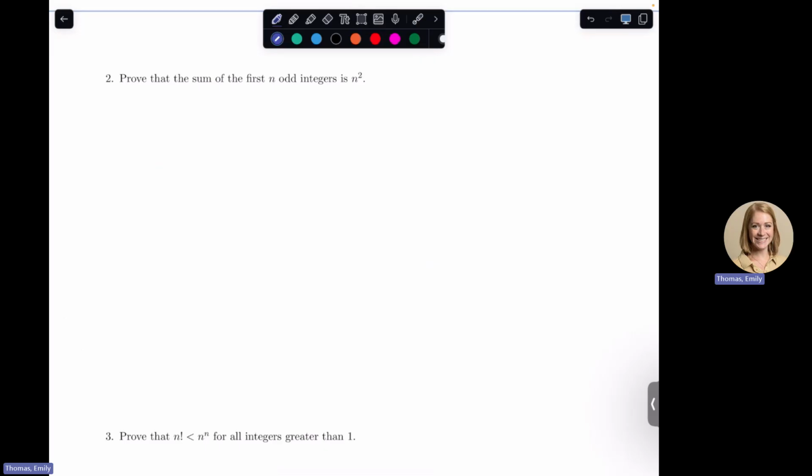So we are going to prove that the sum of the first n odd integers is n squared. Hi, Eunice. The sum of the first n odd integers is n squared. So we're going to give some space for scratch work.